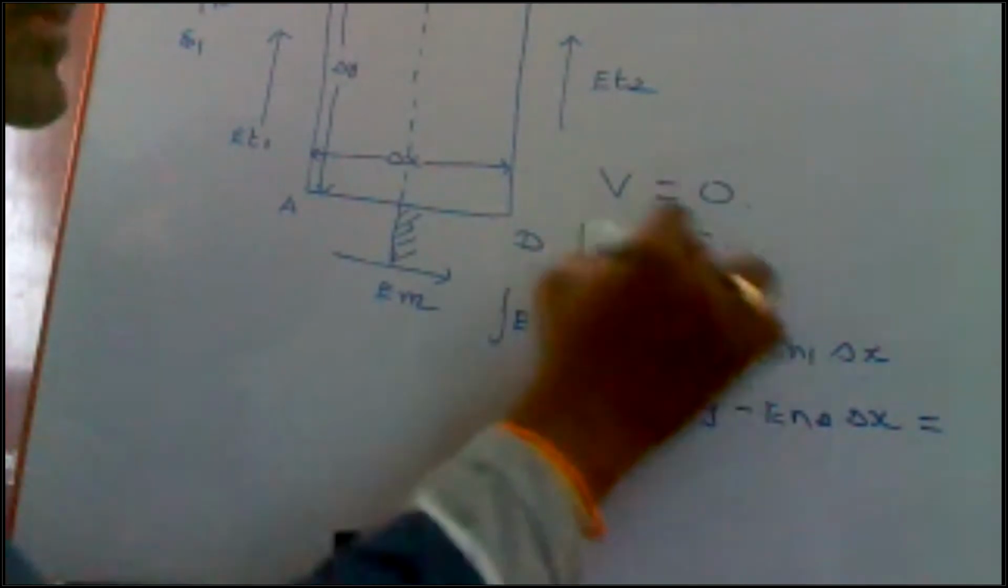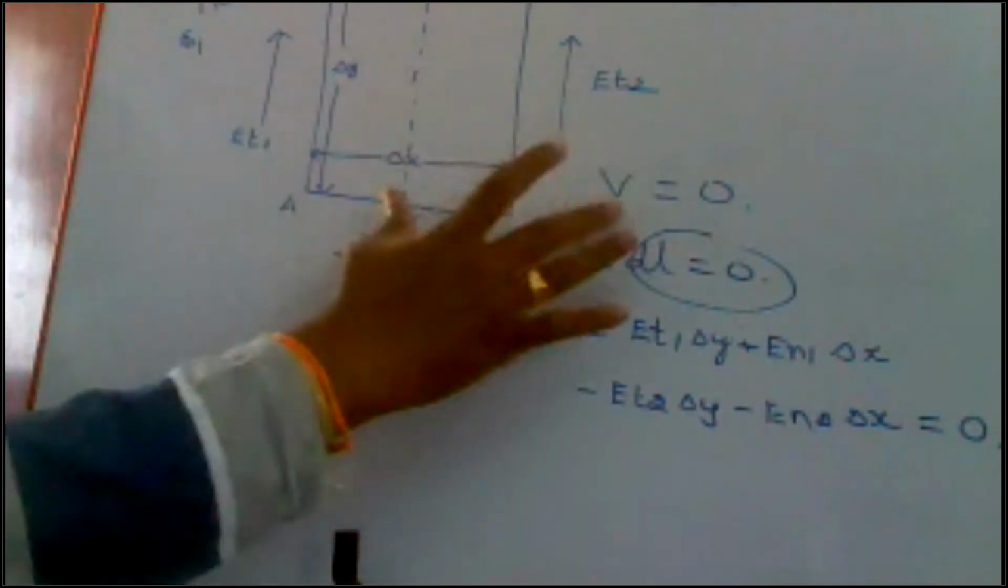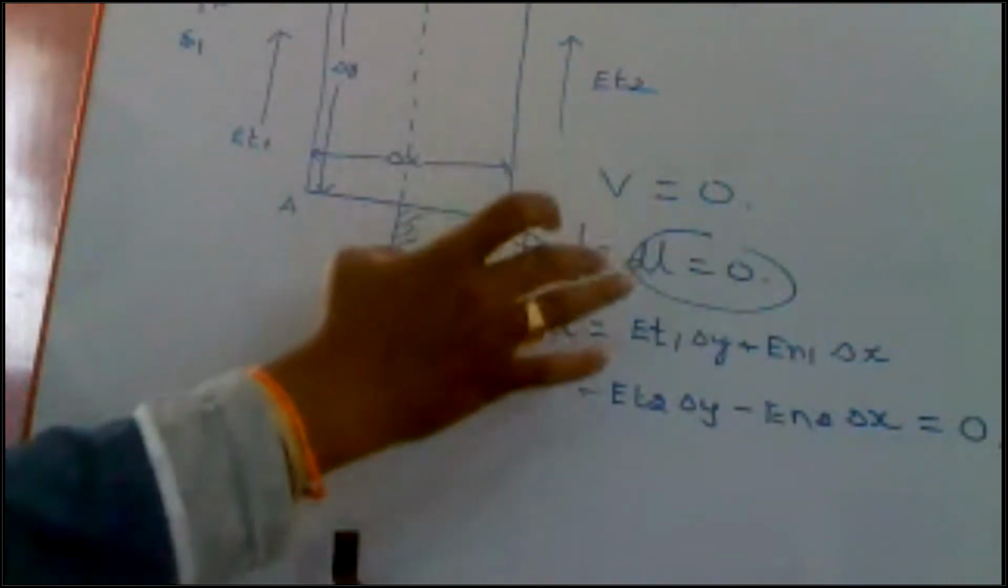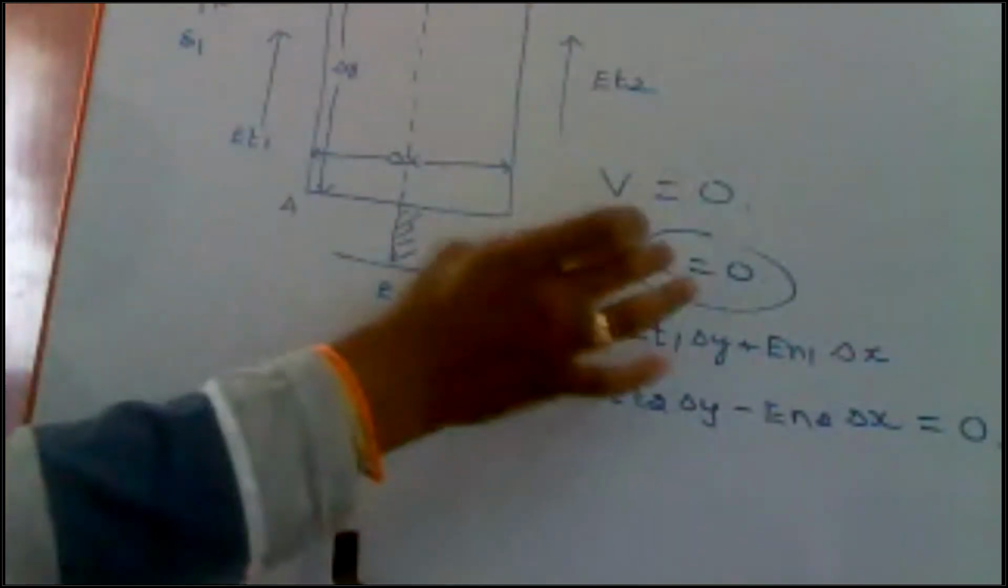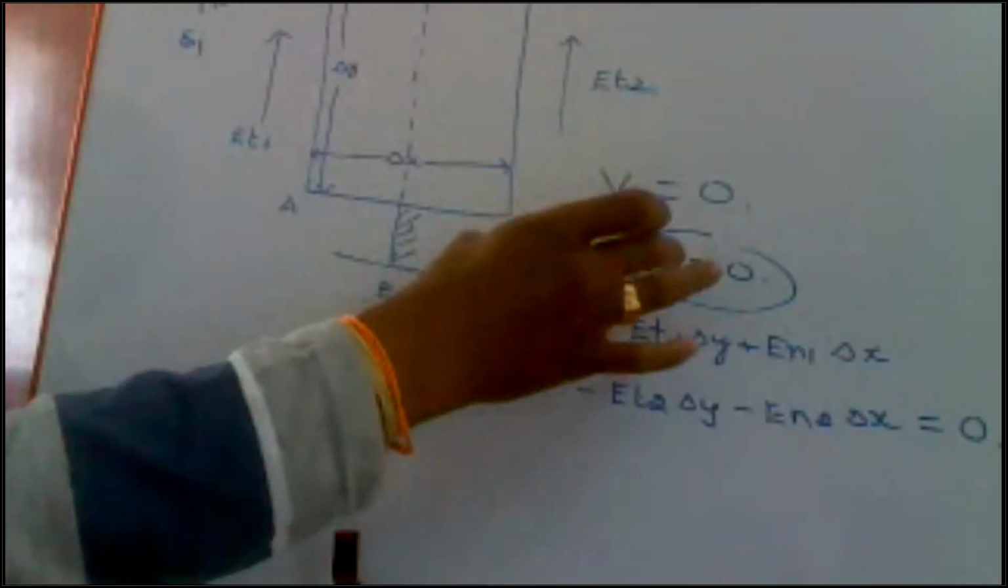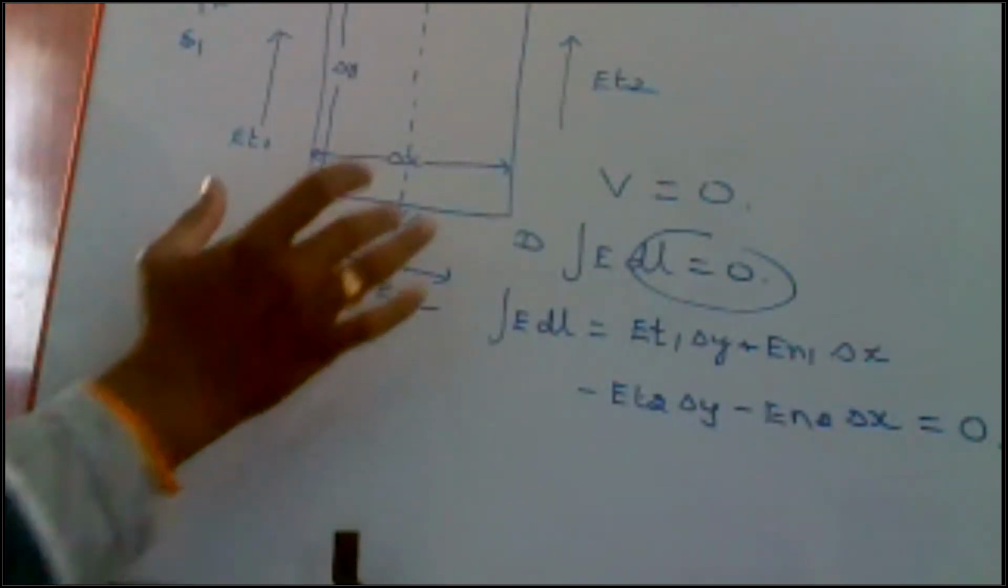According to this particular statement, this will be equal to 0. Is it okay? This step, the absolute potential, here I am assuming it as 0. If that is the case, V and E relationship we know, so V can be written as integration E dl, which is equal to 0. Now for this rectangle, I am going to find the left hand side. If I do that, I will get this: ET1 del y plus EN1 del x minus ET2 del y minus EN2 del x.